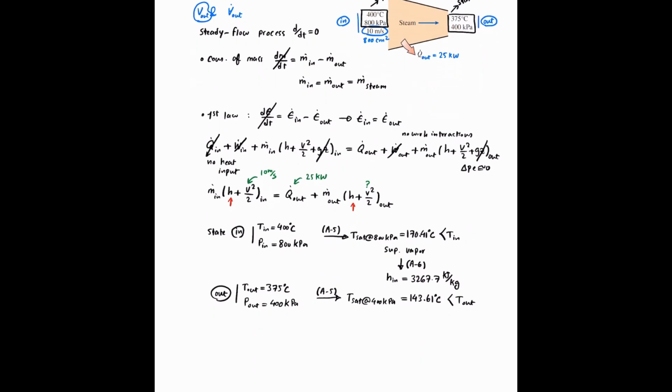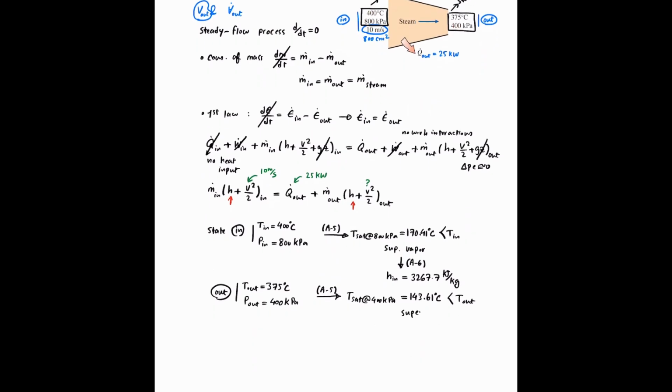I need to go to table A6 and read for enthalpy at the outlet at T out and P out. It is going to be equal to 3221.8 kilojoule per kilogram. So now I have H in and I have H out. What about mass flow rates?